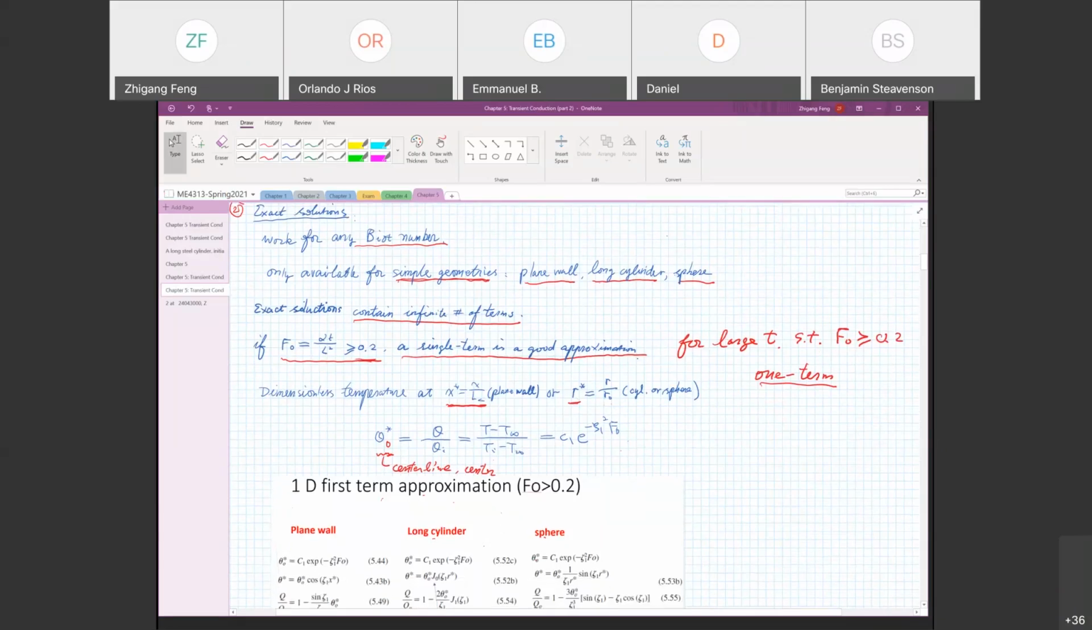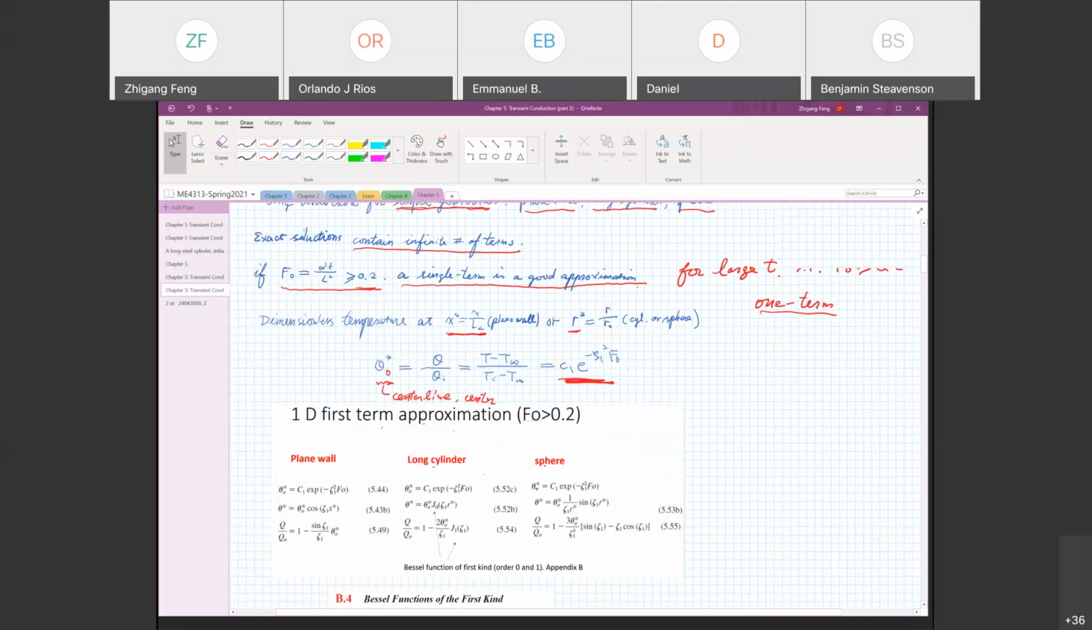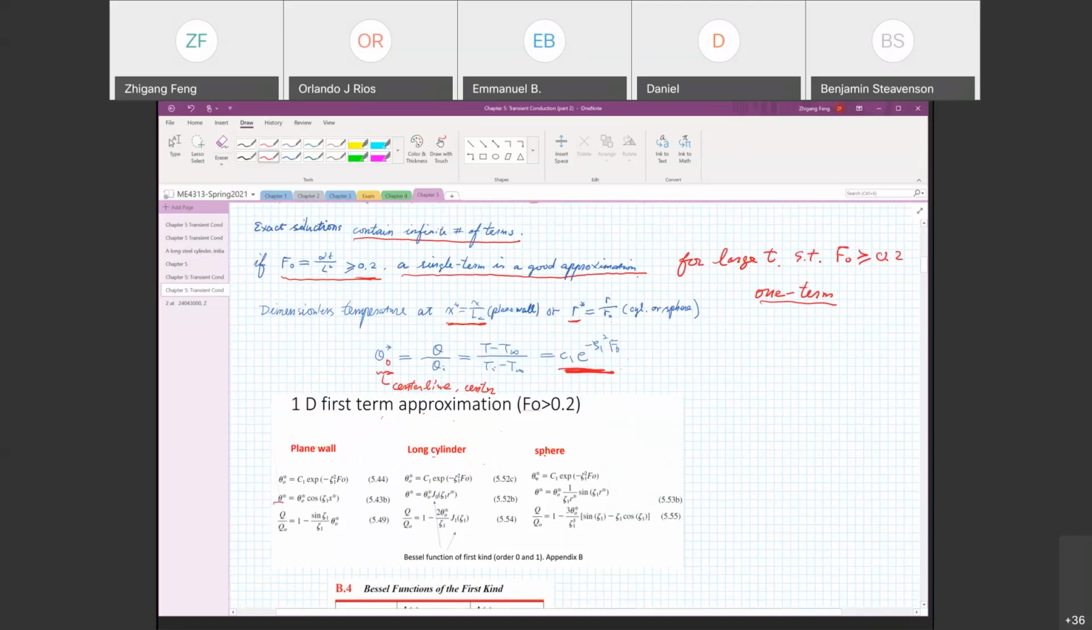And then once we have theta star naught, which is the dimensionless temperature at the center, we can find the dimensionless temperature at any location based on the geometry. If it's a plane wall, then we can use equation 5.43b. If it's a long cylinder, we have equation 5.52b, and so on. So these are the exact solutions for three simple geometries: plane wall, long cylinder, and a sphere.